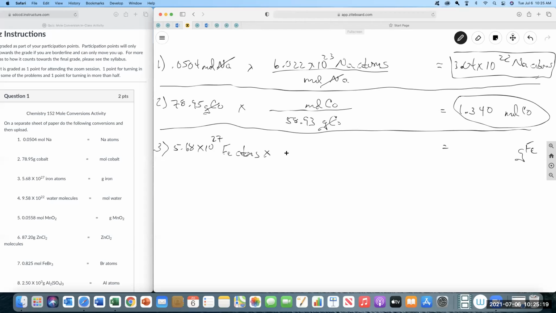If you don't know what to do, let's get rid of that unit. We want atoms on the bottom. We can only relate atoms to moles. So we know that 1 mole of iron is Avogadro's number. So for the next test, you should definitely have Avogadro's number memorized. But I think by the time you go through homework 4, you'll memorize it without even trying. And then now we want grams from moles, and iron is 55.85.